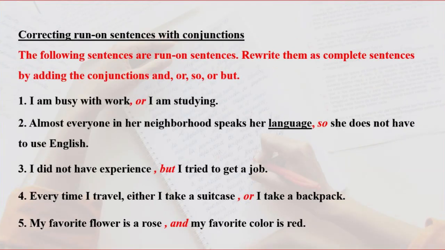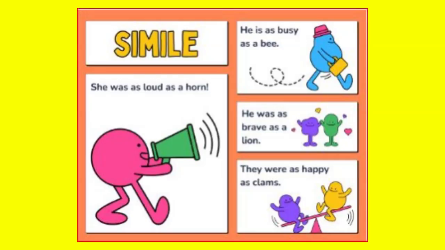Here we use 5 different conjunctions to correct the run-on sentences. The first one takes the conjunction or, second takes so, third takes but, fourth takes or, and the fifth takes and. Please take a note here. All the conjunctions have commas before them. This is very important. If you miss the comma, the answer is wrong. That's all, folks. Now let's pass on to our next topic, similes.